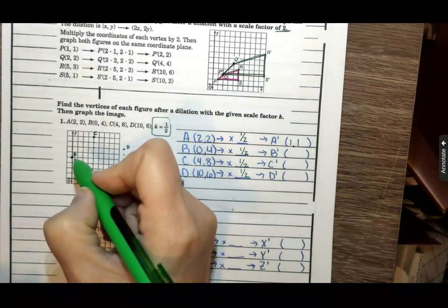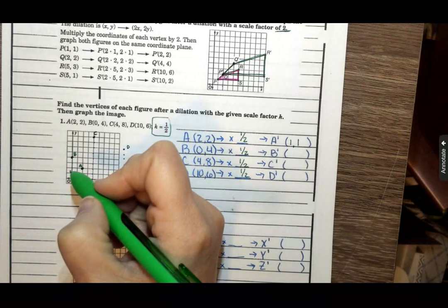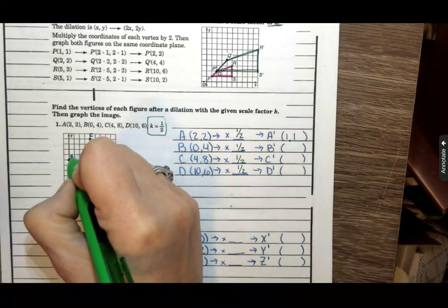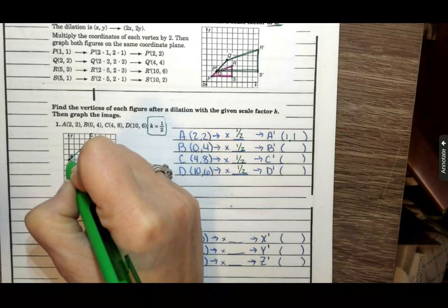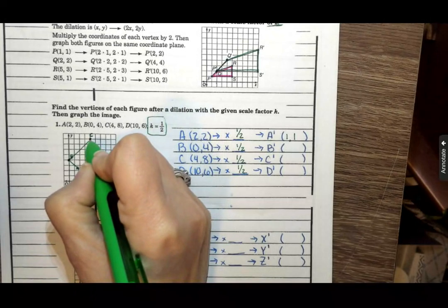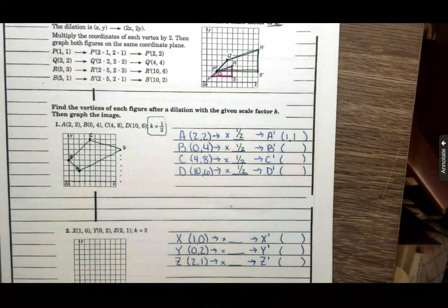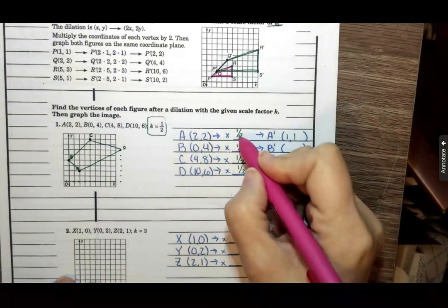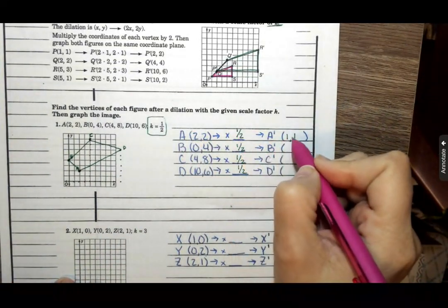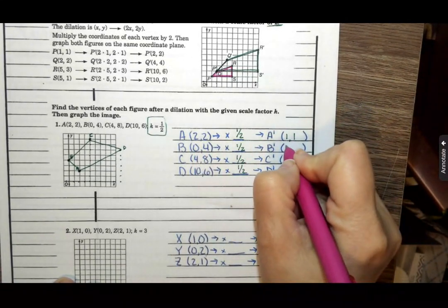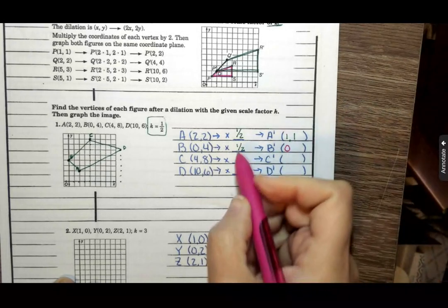So here's what my shape would look like here. When I connect these, you can see that's what my shape is. So now my new image is going to be smaller than that. So we already did 1/2 of the first one would give us 1, 1. What's 1/2 of 0? We're still going to be at 0.